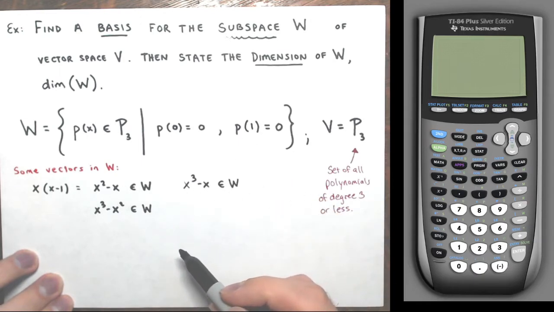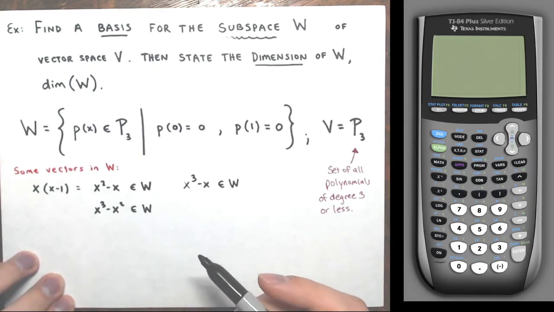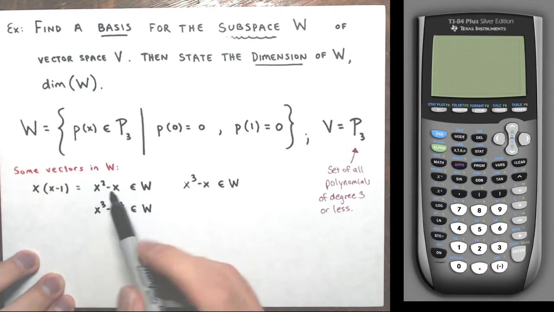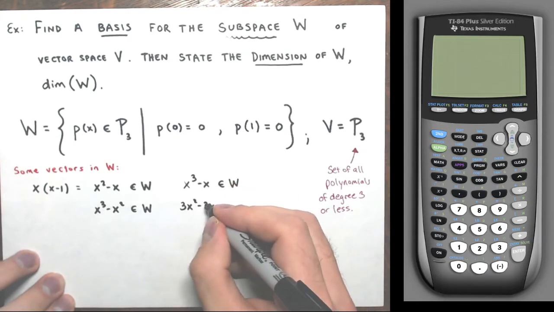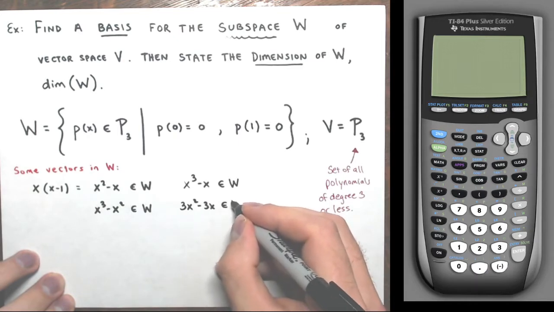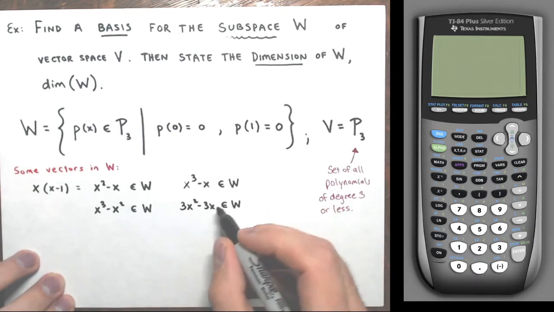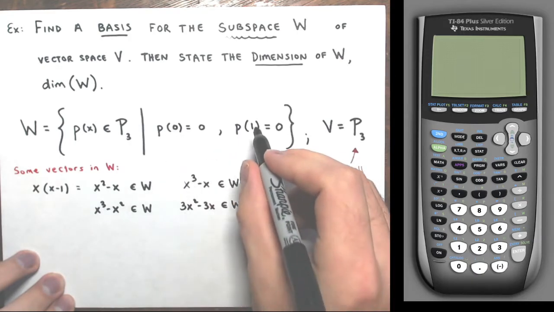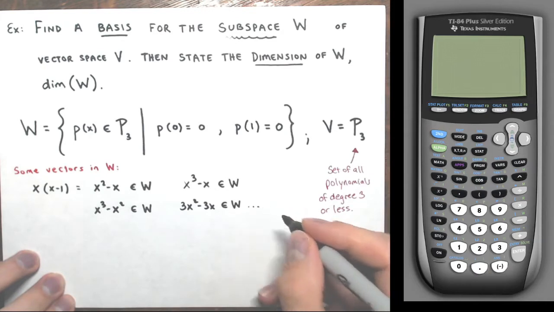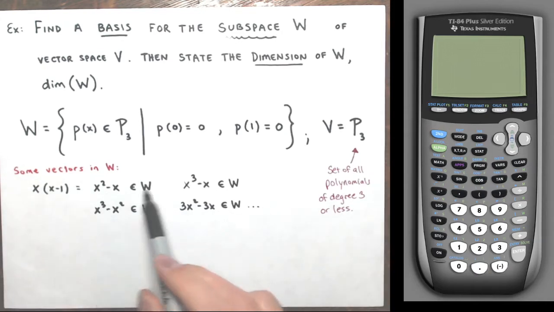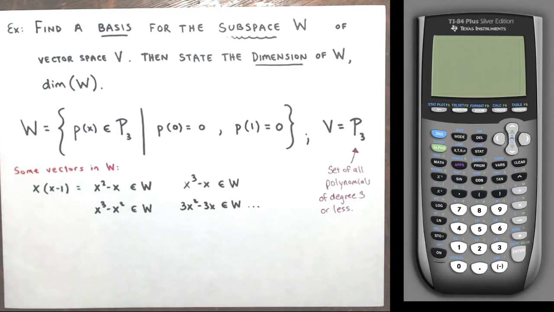Since it's a vector space, it should also be closed under scalar multiplication. So say I take this first one and multiply it by 3. That'd be 3x squared minus 3x. That belongs to W, right? It's a polynomial of degree 3 or less. When I plug in 0, I get 0. If I plugged in 1, it would be equal to 0 as well. And many more. I could multiply any of these by a scalar, add any of the vectors I find together to get another vector, and I could do that all day long.